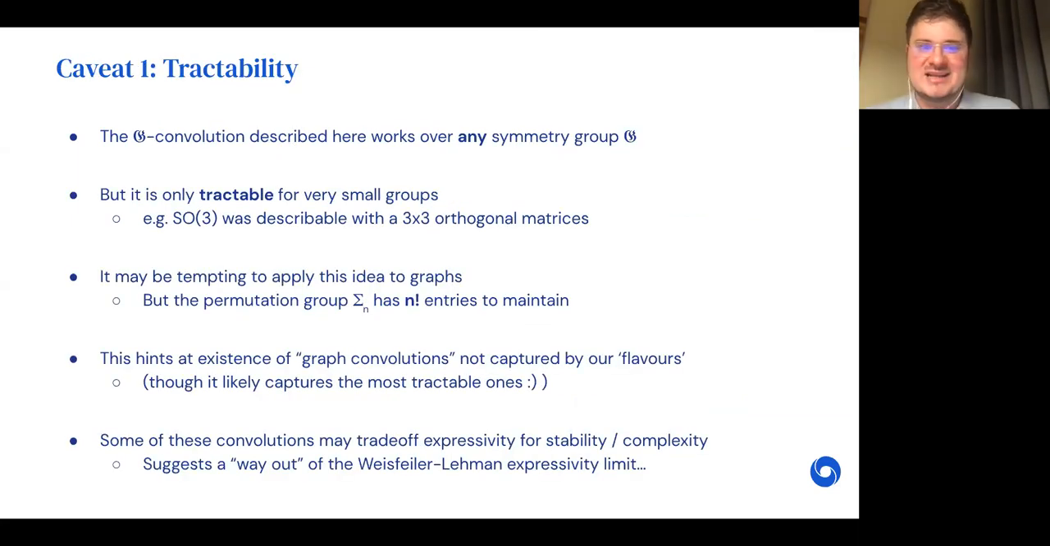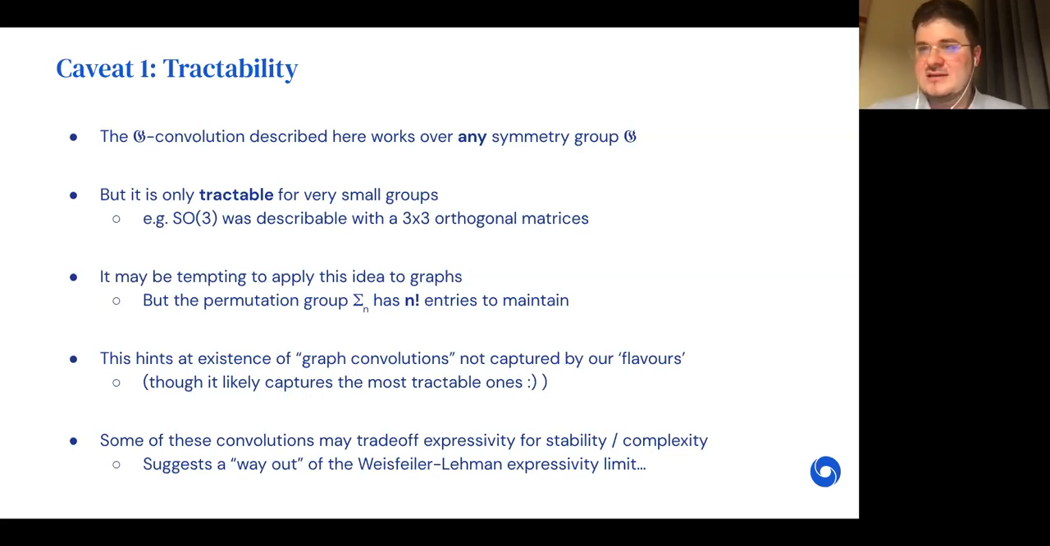Now, there are 2 caveats with this. First of all, it's only really tractable to do this over very small groups. So SO3 convolutions worked because SO3 can be described with just 3x3 orthogonal matrices. It may be tempting to try to take this idea and apply it to graphs, but if you want to do permutation group convolutions over the permutation group, you're going to need to maintain n factorial entries, because that's how many elements the permutation group has.